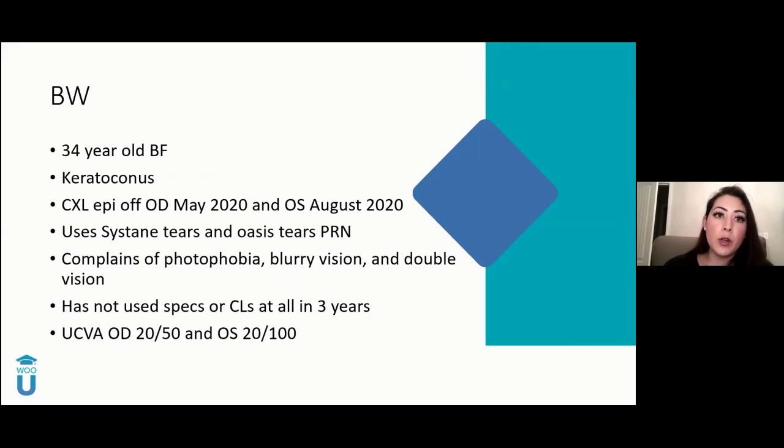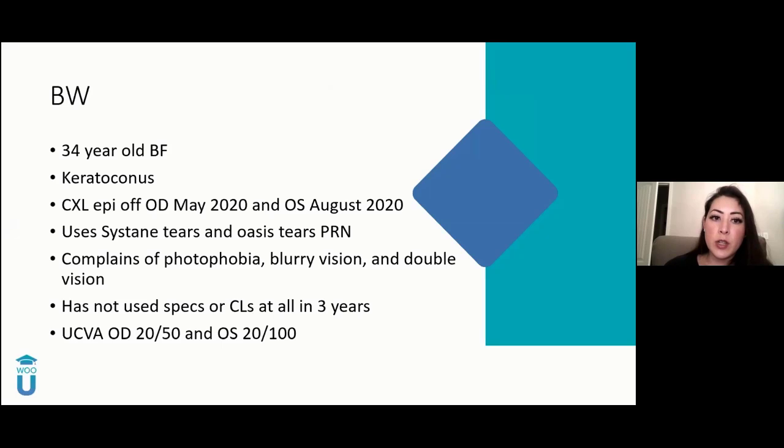We had a 34-year-old Black female that has keratoconus. She had corneal cross-linking epi off in May 2020 in the right eye, and then August 2020 in the left eye. She uses Sustained tears and Oasis tears as needed, and she complains that her eyes are really blurry. She's got double vision, and she's got very sensitive eyes to light. She hasn't used any glasses or contacts at all.